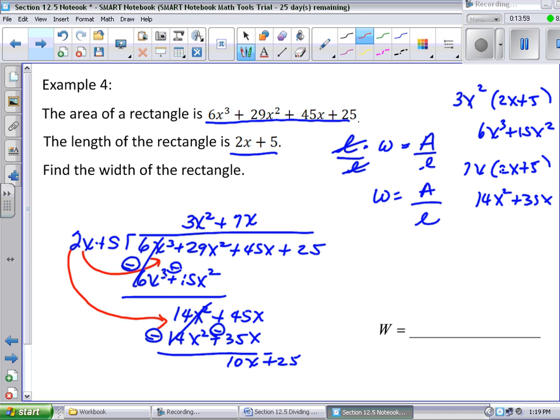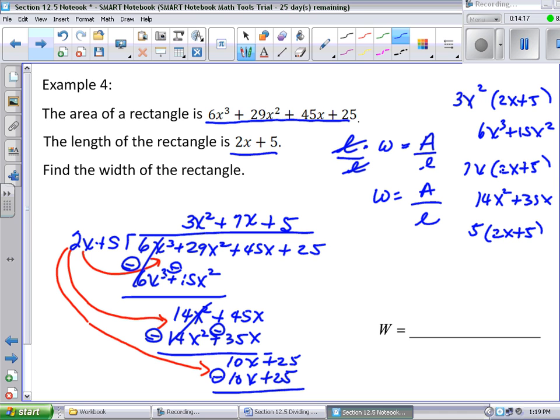And then I'm going to divide one last time. 2x times what gives me 10x? That would be plus 5. 5 times 2x plus 5 gives me 10x plus 25. Draw the line, change the sign. This one has 0 remainder as well. So the width is here. It is 3x squared plus 7x plus 5.